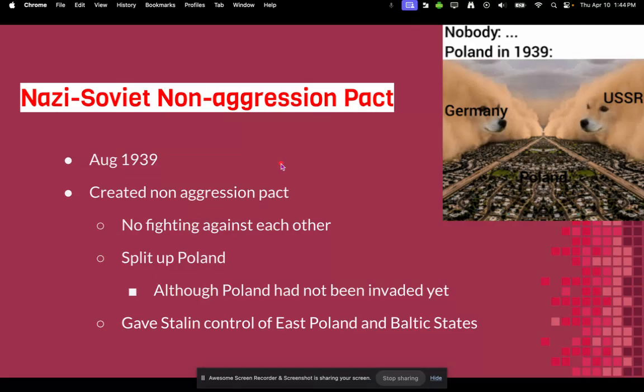Then there's also something called the Nazi-Soviet Non-Aggression Pact. So this was signed in August of 1939, and it created a non-aggression pact between Germany and Russia, which meant that there would be no fighting each other. So Germany and Russia agreed not to fight each other. Instead, they just agreed to split up Poland, although Poland had not even been invaded yet. Neither Russia or Germany had control over Poland. But still, Russia and Germany agreed just to take Poland for themselves, although Poland had no say in it whatsoever. It also gave Stalin control of East Poland and the Baltic states.